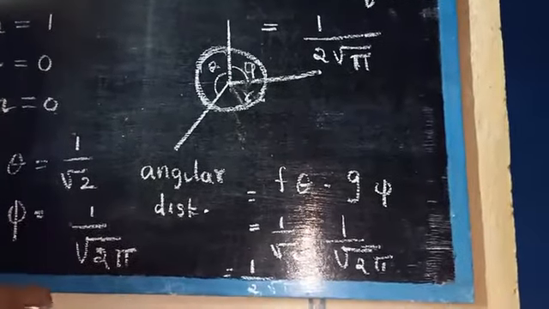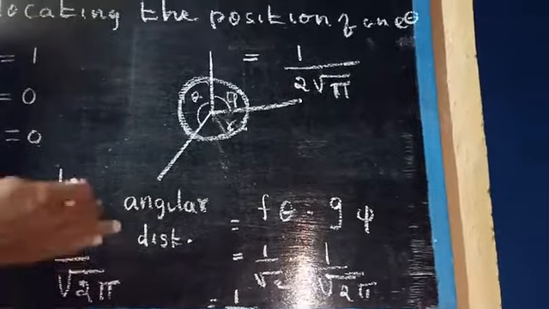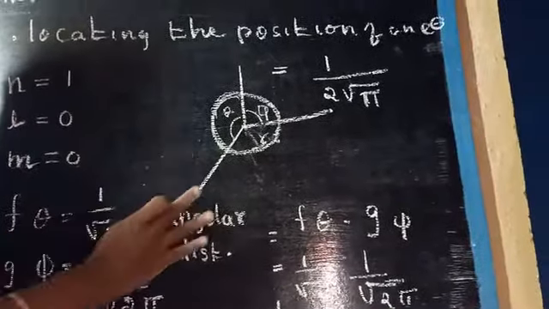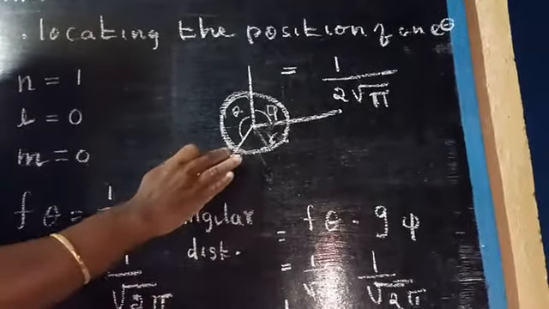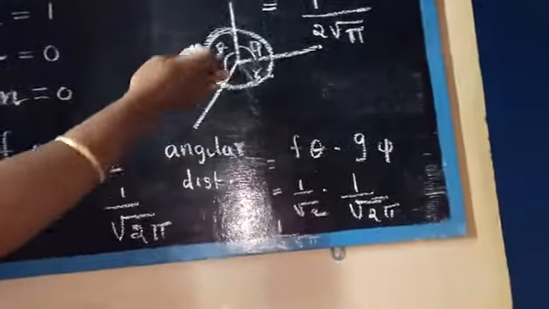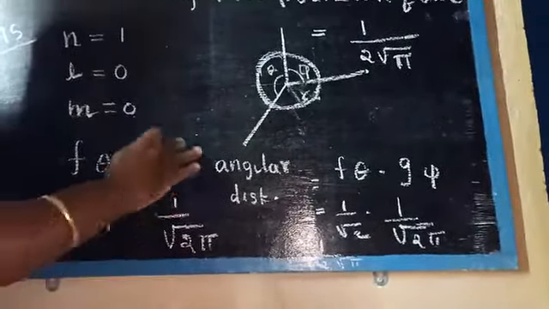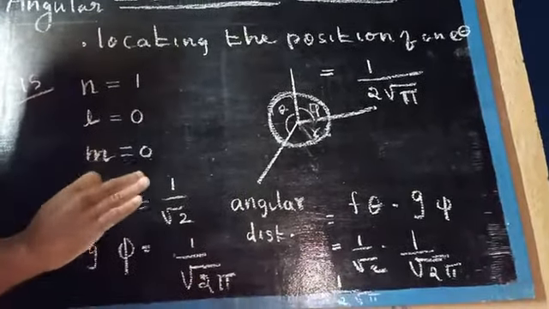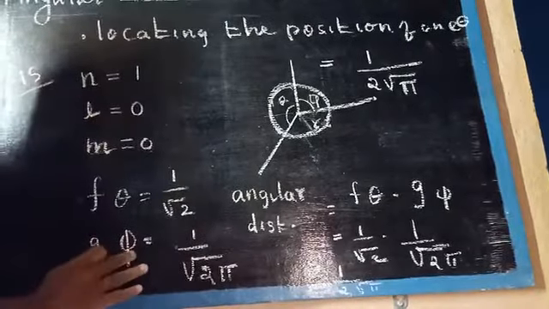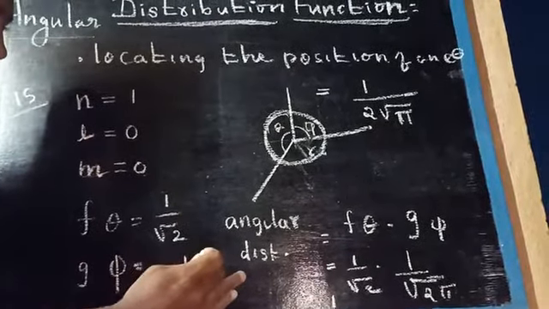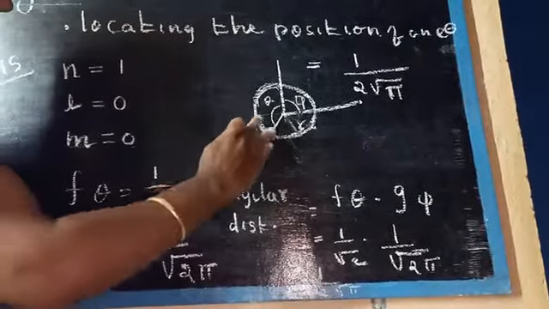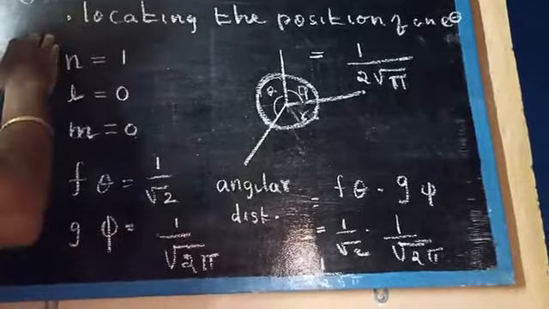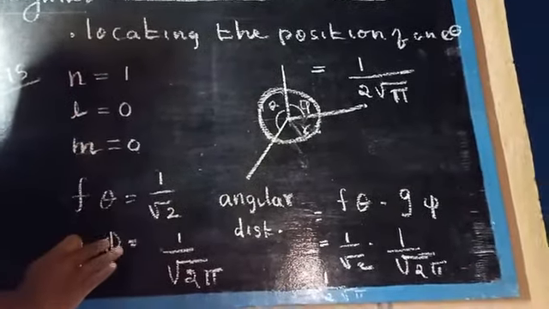From this function we come to the conclusion that in the s orbital the electron can be present anywhere. It is not present only on the x-axis, or only on the y-axis, or only on the z-axis. It is present anywhere within the whole sphere. So the s orbital is non-directional in character.